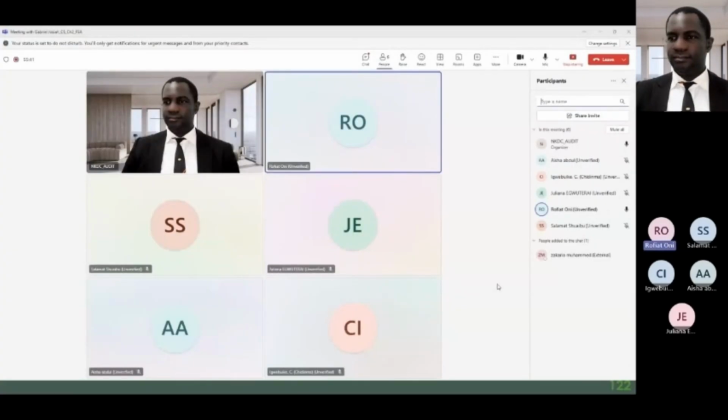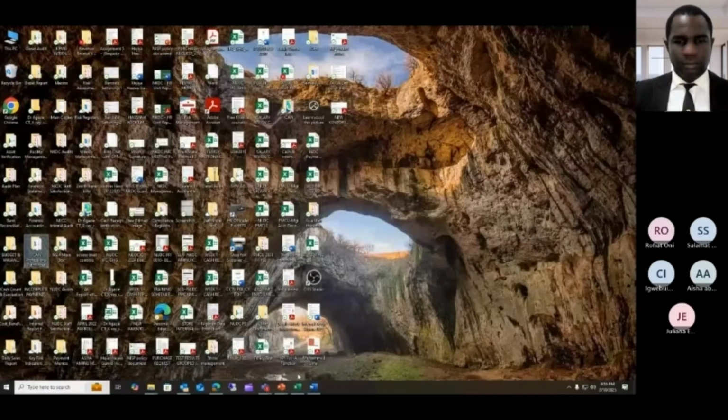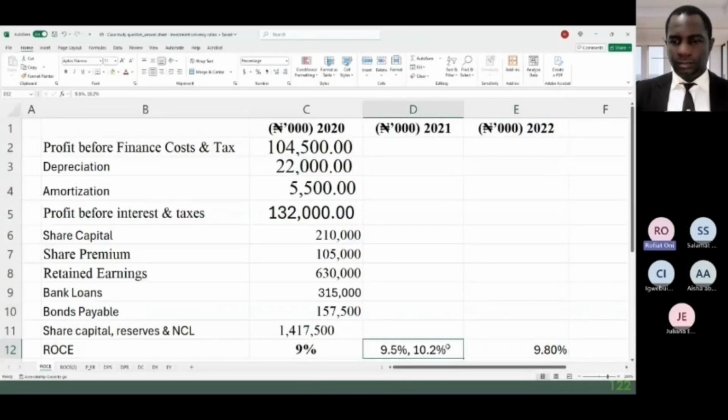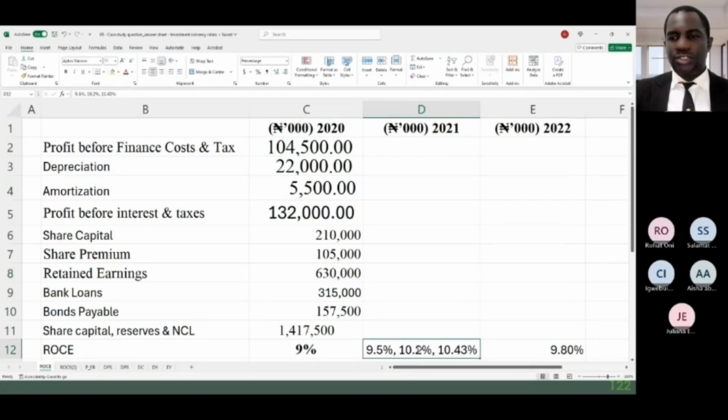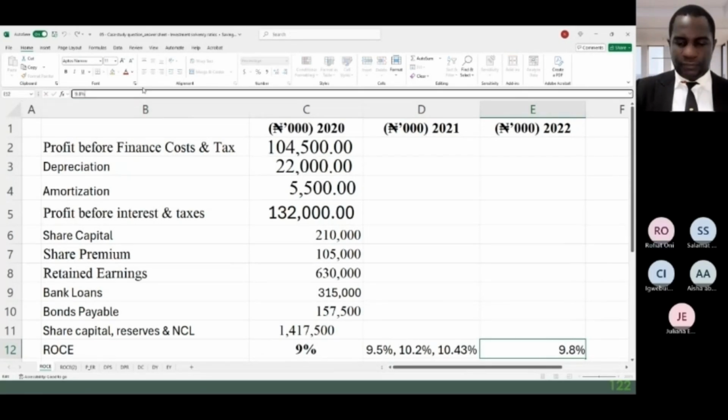Yes, for 2021, 10.43%, and return on capital employed as calculated, my own calculation. Is it for the first or the second variant? The first variant. Okay, 10.43 for 2021. Then for 2022, did you calculate anything? Yes, 10.41. Okay, 10.4.